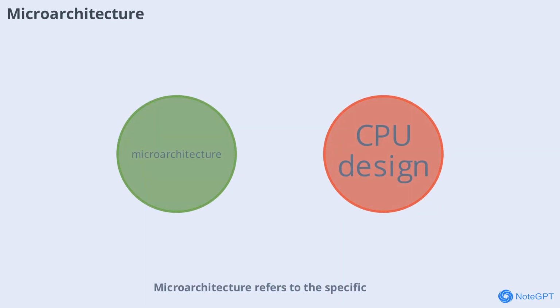Microarchitecture refers to the specific implementation of a processor's architecture. While the architecture defines what the CPU can do, the microarchitecture determines how it's built. This includes details like pipeline depth, cache size, and execution units. Different microarchitectures can implement the same instruction set in various ways, affecting performance, power consumption, and cost.